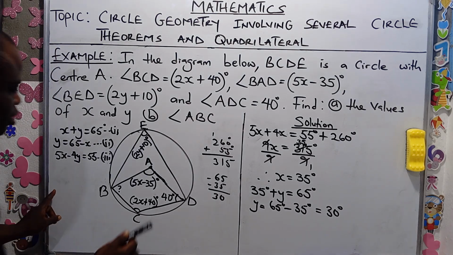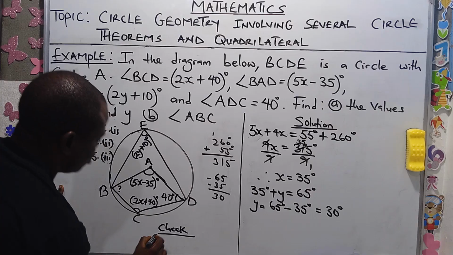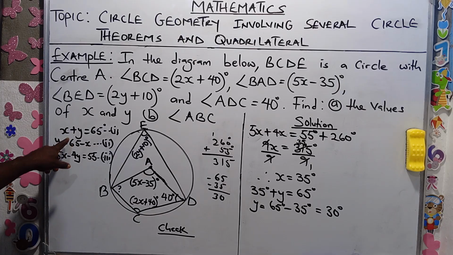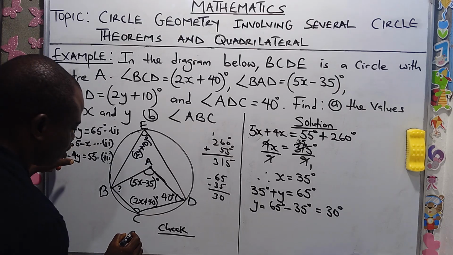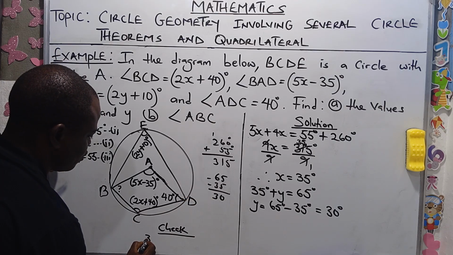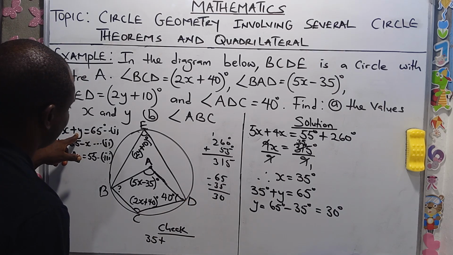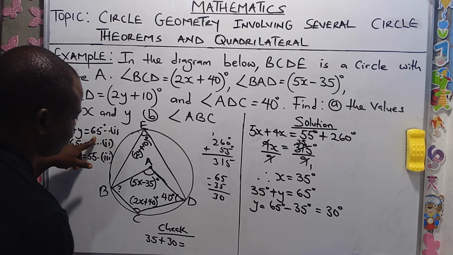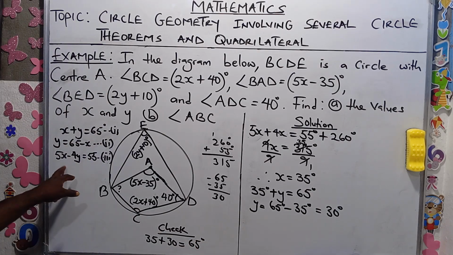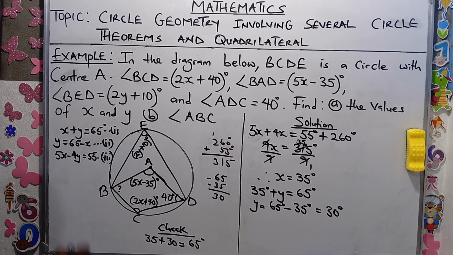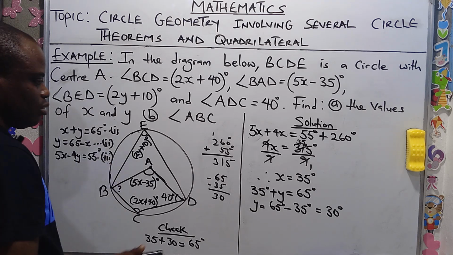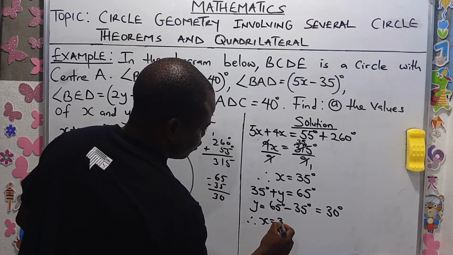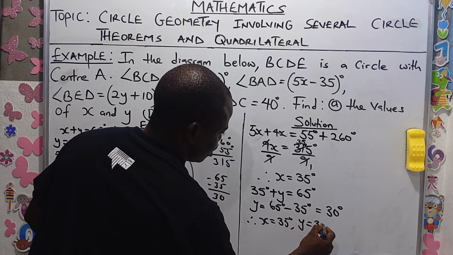You can check to know whether you are correct using any of the equations. When you put the value of x, which is 35, plus 30, which is y, it will give you 65 degrees. If you go to equation 3, you likewise still have 55 degrees, which means that what you got is correct. And so therefore, our x equals 35 degrees and y equals 30 degrees.